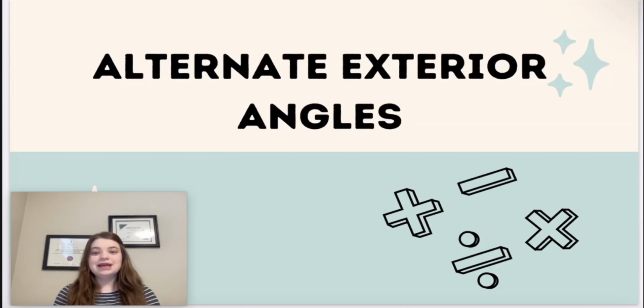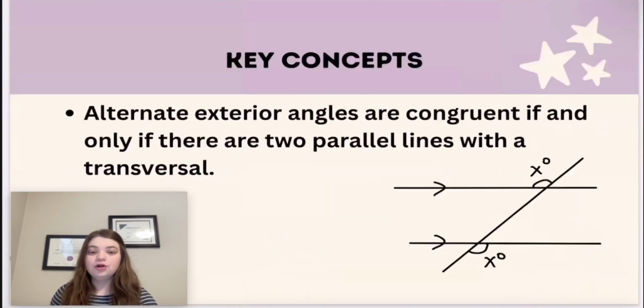Welcome back. Today we're going to be talking about alternate exterior angles and doing two problems involving them, one simple and one more challenging, so let's dive in. So alternate exterior angles are congruent if and only if there are two parallel lines with the transversal.